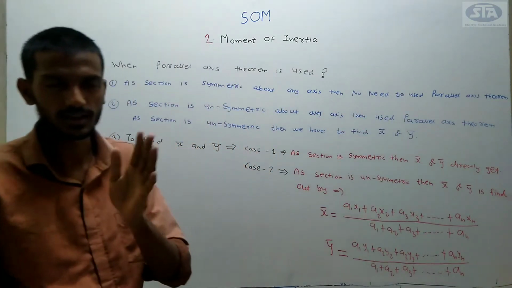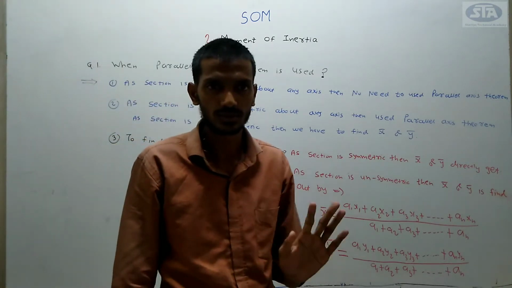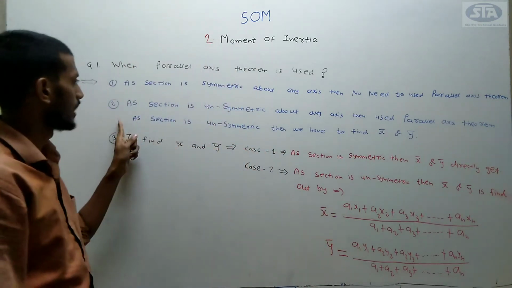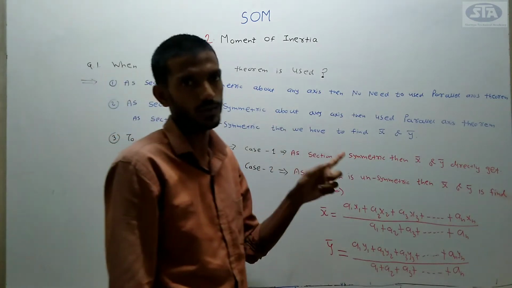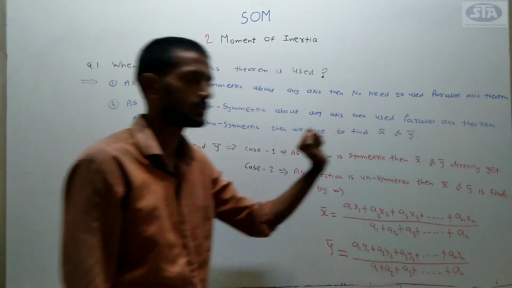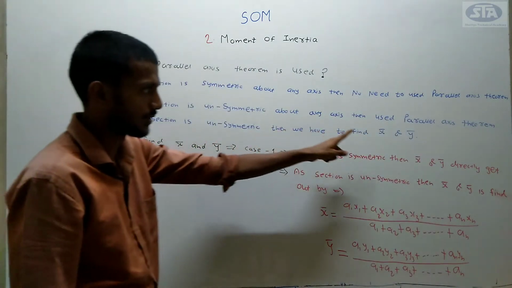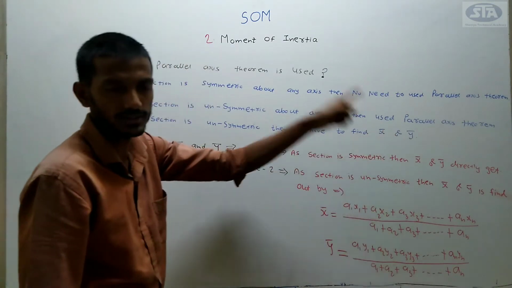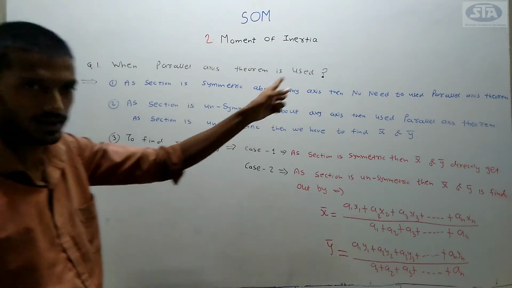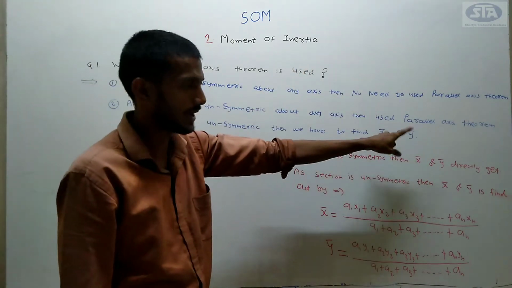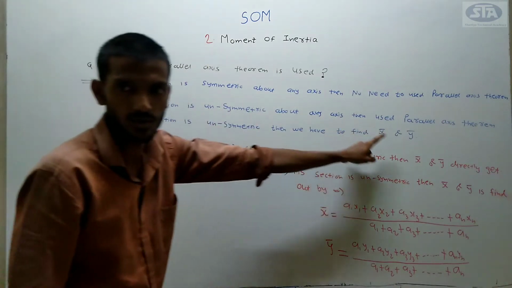अगर कोई भी सेक्शन x एक्सिस और y एक्सिस में सिमेट्रिक रहेगा, देन आपको पैरेलल थ्योरम यूज करने की जरूरत नहीं है. Now note number 2, if a section is unsymmetric about any axis, either the x-axis or the y-axis, then the parallel axis theorem is used. If a section is unsymmetric, then we have to find out x bar and y bar. अगर सेक्शन x एक्सिस में y एक्सिस में unsymmetric रहेगा, then always we have to use the parallel axis theorem. If we have to use the parallel axis theorem, then we always have to find out x bar and y bar.